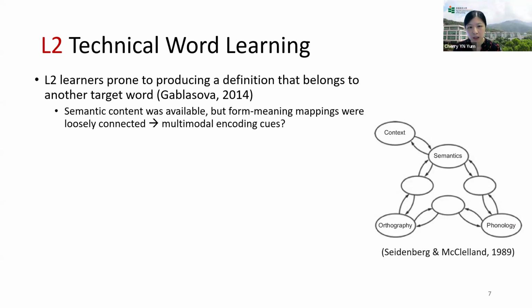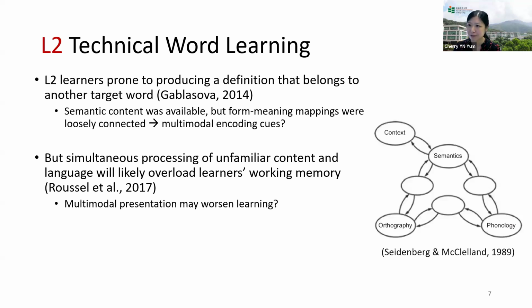One possibility is that when we include multimodal learning materials, these could serve as encoding cues so that this information is more tightly remembered and recalled. However, an opposite viewpoint is that when learners are simultaneously processing lots of information, they may be overloaded cognitively. Taking the perspective of cognitive load theory, it may be that multimodal presentation, giving learners pictures or additional information, could worsen learning so that they cannot encode all the information.